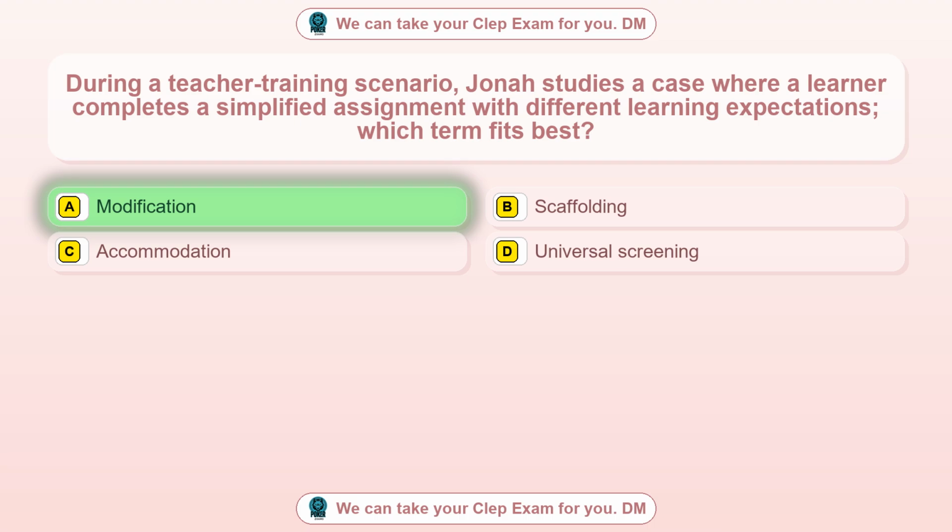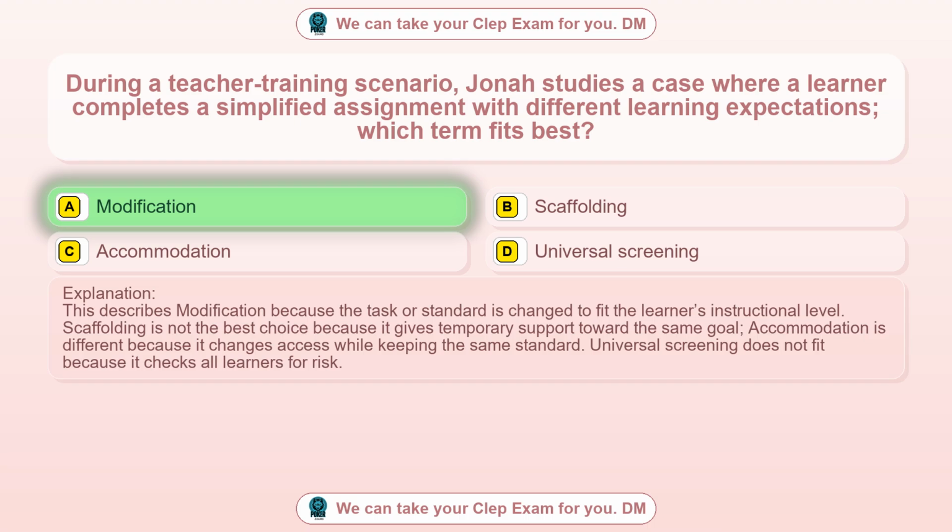Modification. This describes modification because the task or standard is changed to fit the learner's instructional level. Scaffolding is not the best choice because it gives temporary support toward the same goal. Accommodation is different because it changes access while keeping the same standard. Universal screening does not fit because it checks all learners for risk.